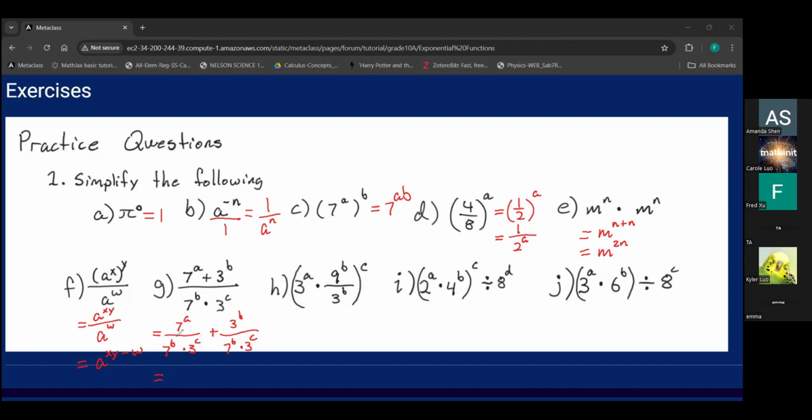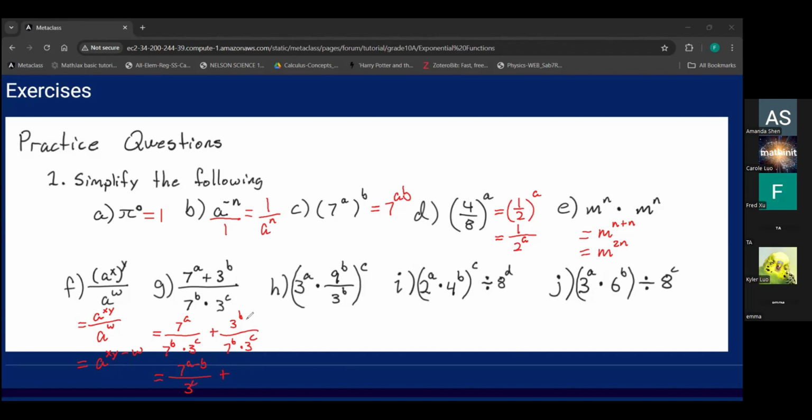Okay, so this is 7 to the power of a over 7 to the power of b, right? This is division, which means that you can subtract the two exponents. In this case, we don't know which of the two exponents is larger, if a is larger or if b is larger, so it doesn't really matter where you put it. I'll just put it at the top. So this is 7 to the power of a minus b, all over 3 to the power of c.